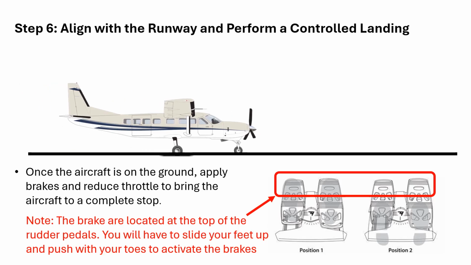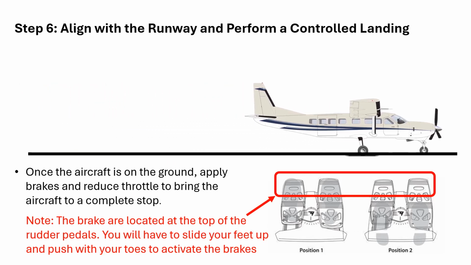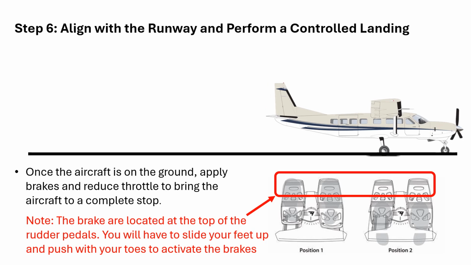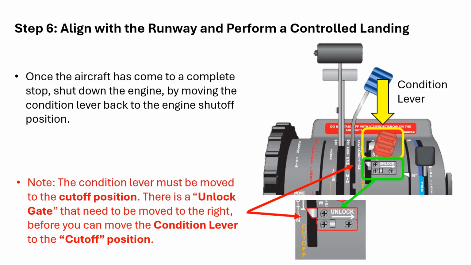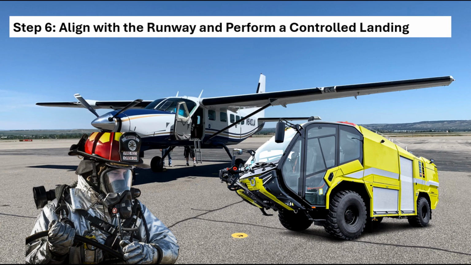Once the aircraft is on the ground, apply brakes and reduce throttle to bring the aircraft to a complete stop. Once the aircraft has come to a complete stop, shut down the engine by moving the condition lever back to the engine shutoff position. Exit the aircraft as soon as practical and follow the instruction of emergency services at the airport.